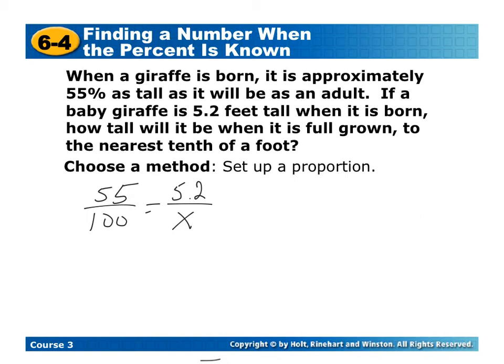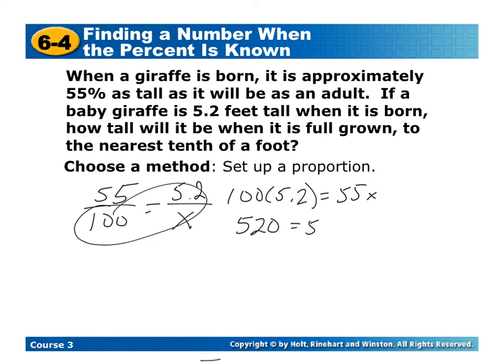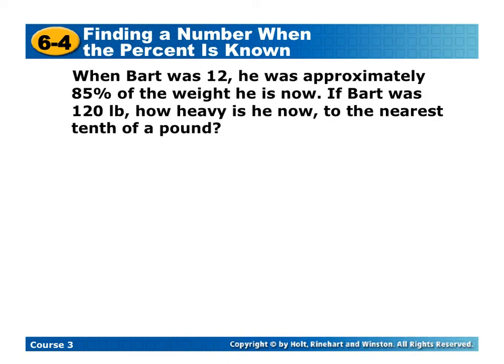So we're going to cross multiply. So we have 100 times 5.2. It's going to equal 55x. So then this becomes 520. We're going to divide by 55. And rounded to the nearest tenth of a foot, we would have 9.5 feet. Now it's your turn. Why don't you go ahead and try this problem on your own. So pause the video and try it out.